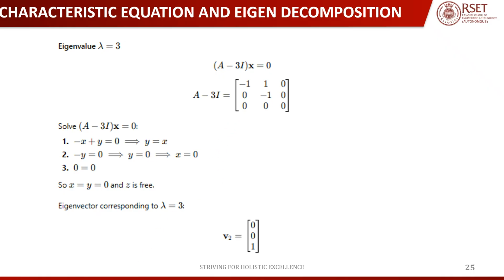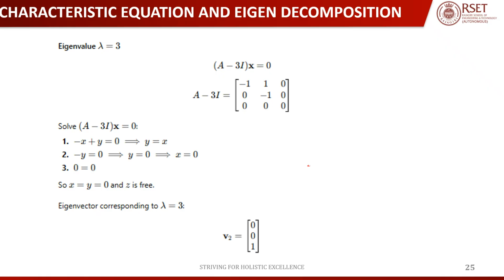So x, y, z will be equal to x is 0 and y is also 0. You can choose z to be arbitrary. Let me take it to be 1. So this is the second eigenvector. For this particular matrix A, you are able to get only 2 eigenvectors.